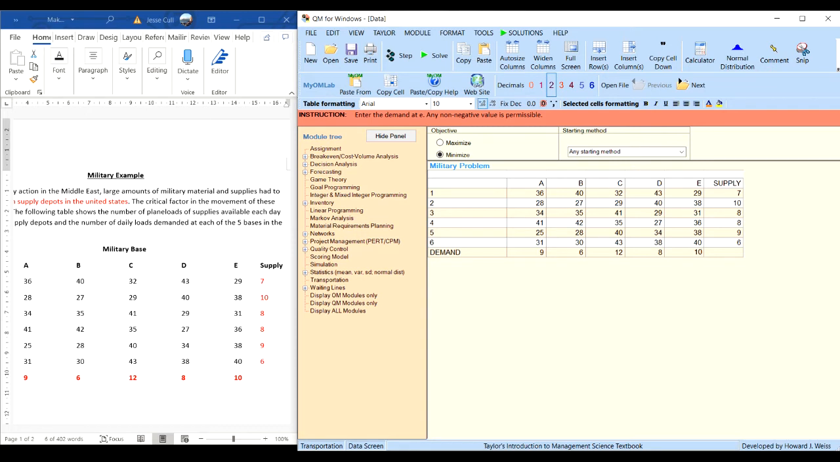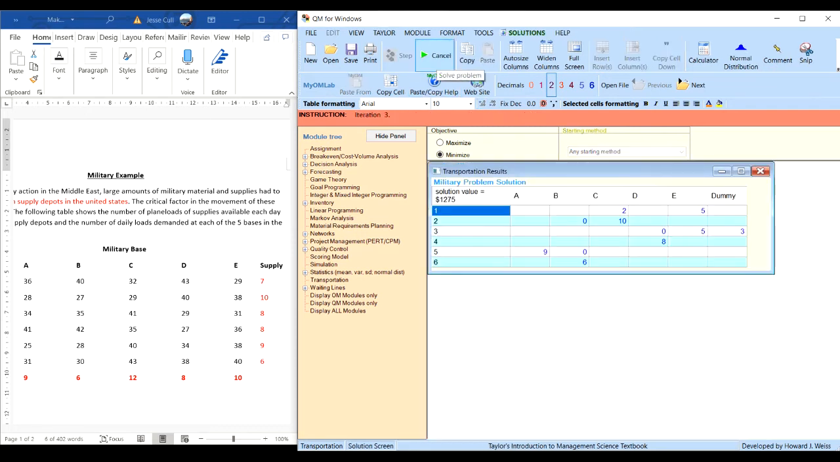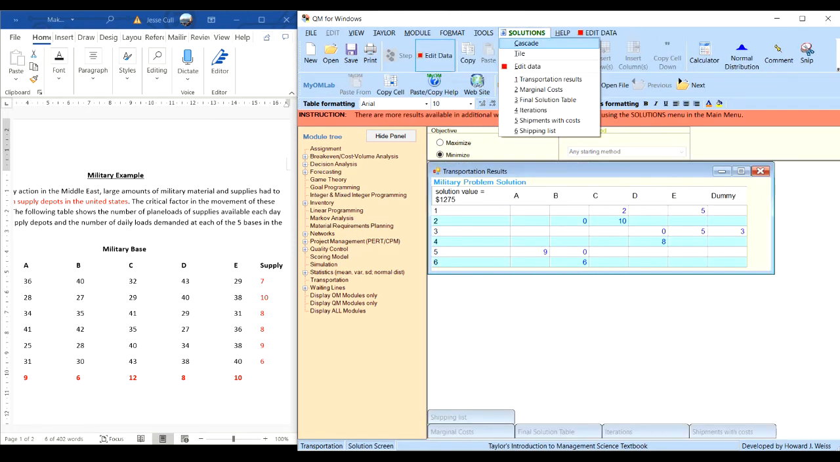So let's hit solve and see what happens. Here we see a dummy account with 3 units. We knew we had 48 units available, but only 45 demanded. We knew 3 were going to be extra. Everything looks okay so far.